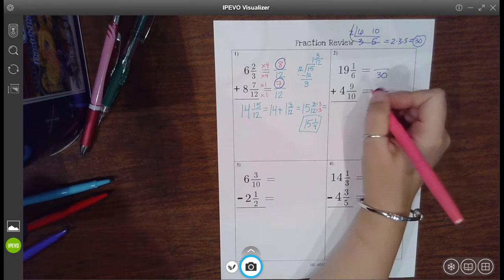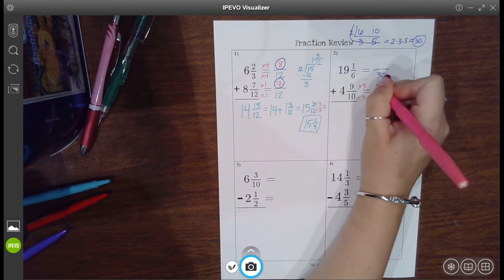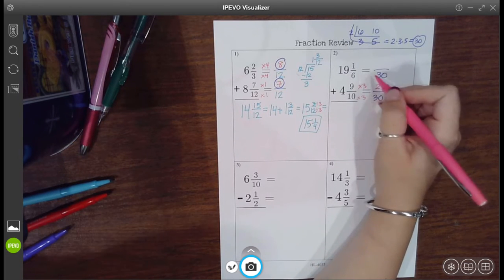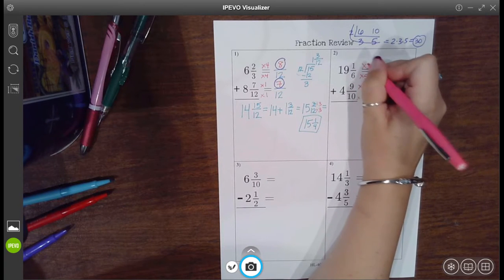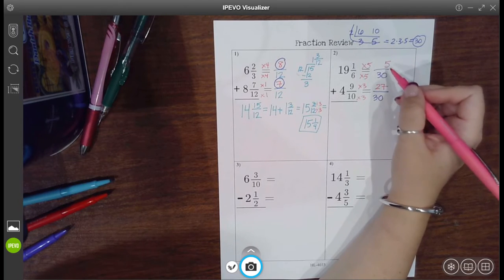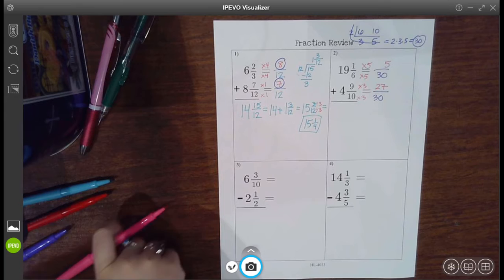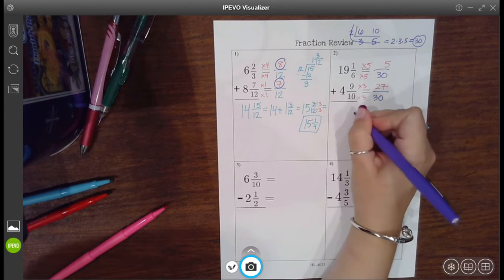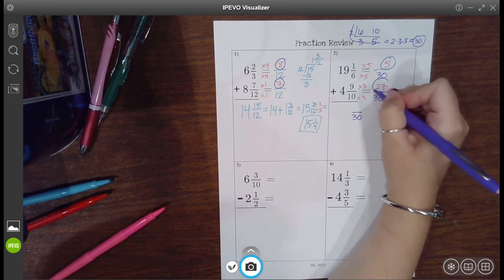10 times what is 30? 3. So 9 times 3 is 27. 6 times what is 30? 5. So 1 times 5 is 5. Now you have equivalent fractions to your originals, but with the same denominator, so that I can keep the denominator the same and just add these two numerators.